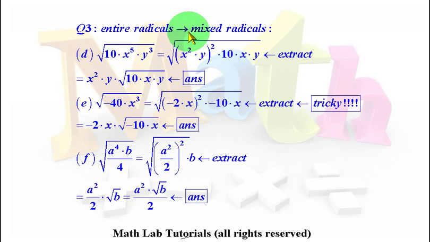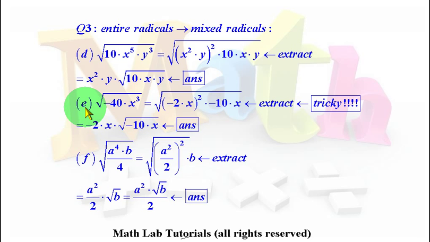So we have to extract from the radical now. Just copy and paste the inside of the brackets, and you get x squared y on the outside, and what remains is the square root of 10xy. And of course 10xy is the bad guy, and we have a mixed radical.